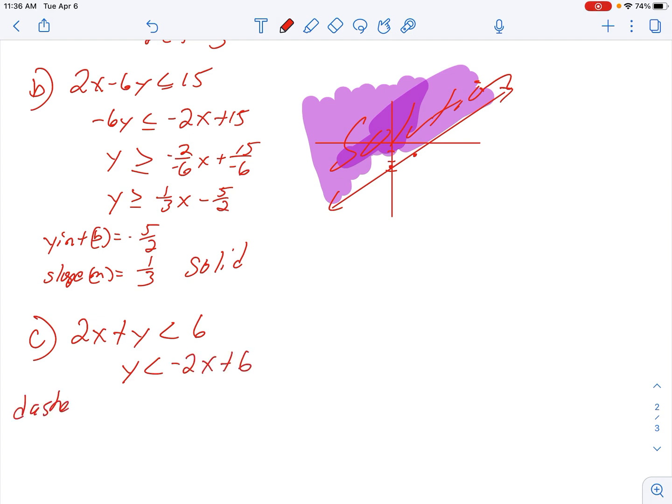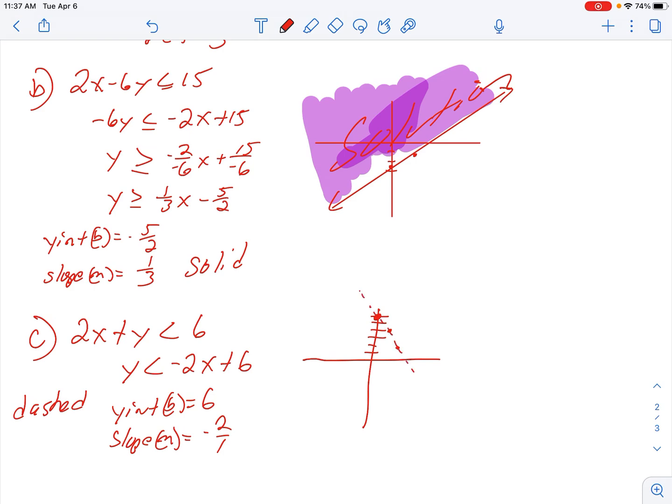It's going to be a dashed line because it's just less than. The y-intercept is located at 6, and I got a slope of negative 2/1. So do your best to go up to 6. 1, 2, 3, 4, 5, 6. Down 2 over 1. Make it a dashed line. And then because it says less than, I want solutions to be below the line. So this is my solution zone right here.